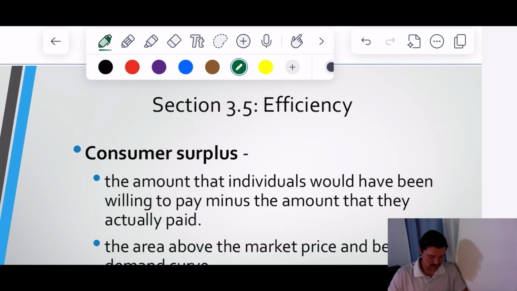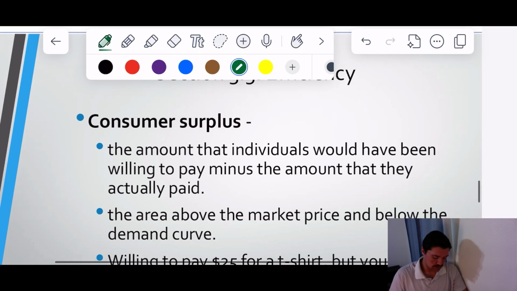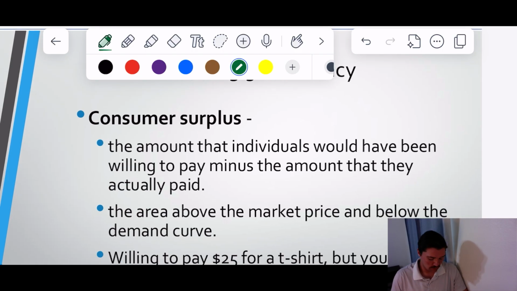We're going to talk about efficiency. In order to do that, we need to talk about a thing called consumer surplus and producer surplus. So consumer surplus is the amount that an individual would have been willing to pay minus the price that they actually pay. I want you to think about this as kind of like a savings in the back of your head. So you're standing in line and you're going to pay for a $7 coffee, right?